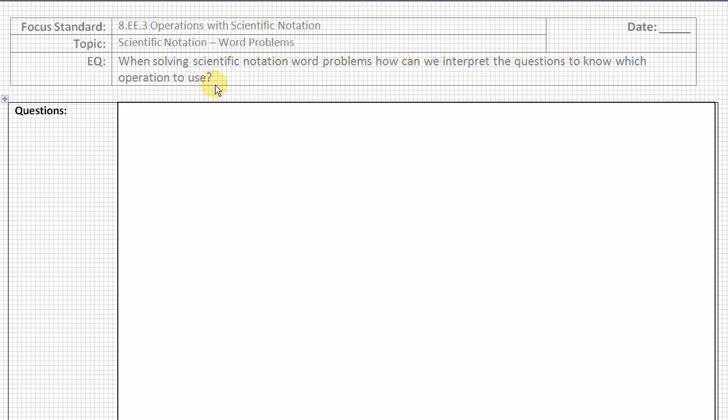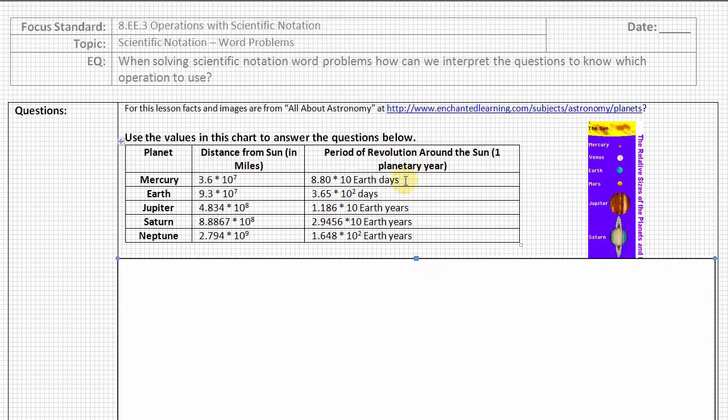So please take a few moments copying the header down, make sure you have today's date, set up your question column and your note column, and when all that's set, let's dive in. So today, we've already talked about all the operations and the rules for them, and so we're going to be interpreting the word problems and trying to decide which operation to use and then go ahead and solve it.